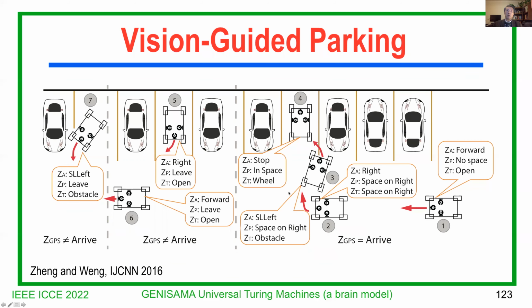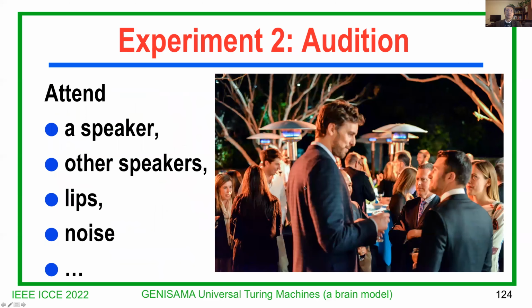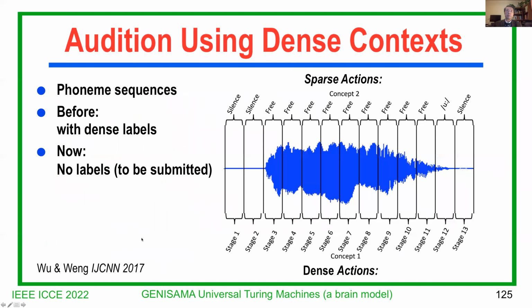In the experiment, we also did parking, where you can find an empty slot that you can get in and back out. For audition, you have a speaker and other speakers, and lip reading is used for attention, and you may have noise.